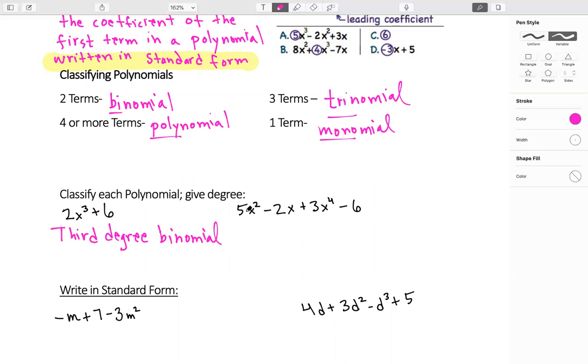This one right here is not written in standard form. However, we can see that the highest degree term is right here, 3x to the fourth. That means it's a fourth degree polynomial because that's the highest degree term. And it has more than 3 terms, so we're going to call it a polynomial right here. And altogether, it's going to be a fourth degree polynomial.